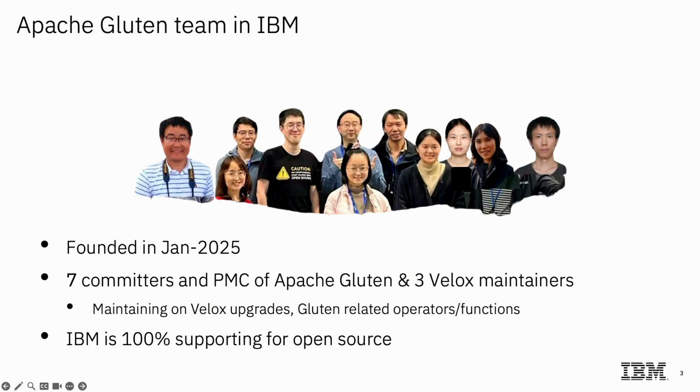All right, this is a picture of the Gluten team in IBM. Most of us are based in Ireland, and some of us are in the States, and there are also some new guys from India. And by the way, some of the team members are at this event, so if you have any questions, reach out to them. I'm really proud to be one of the team members here. In general, we have 7 committers and PMC members of Gluten, and we also have 3 Velox committers and maintainers already. And IBM is 100% supporting open source projects.